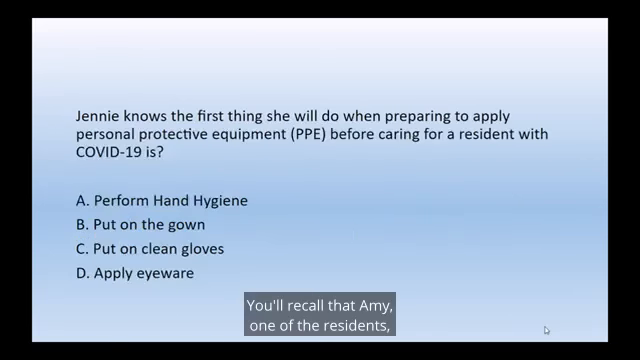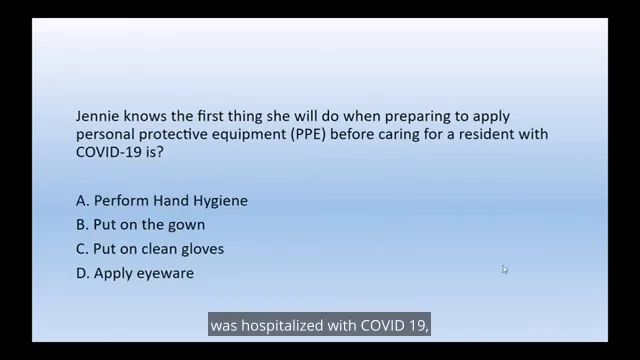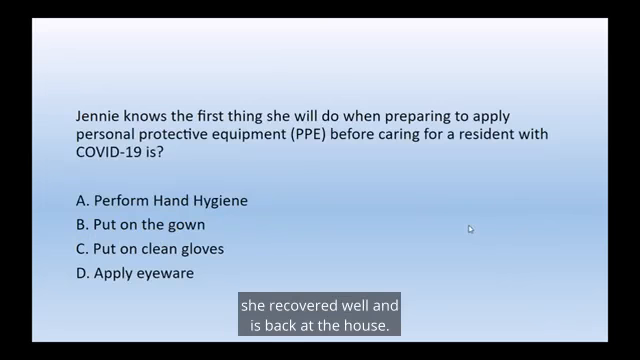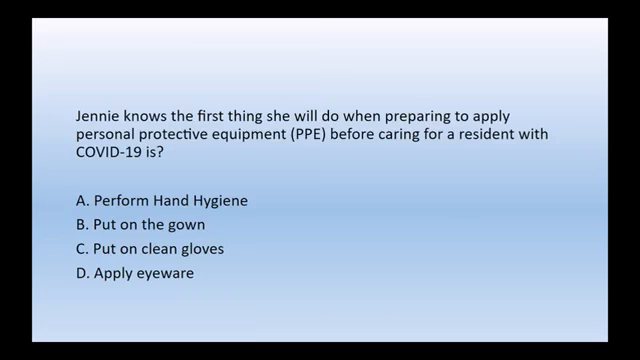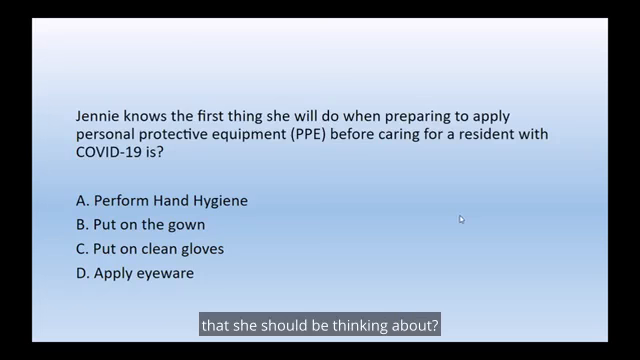You'll recall that Amy, one of the residents, was hospitalized with COVID-19. She recovered well and is back at the house. Jenny knows that the first thing she can do to be prepared is to apply personal protective equipment before caring for a resident. What's the first type of PPE that she should be thinking about?